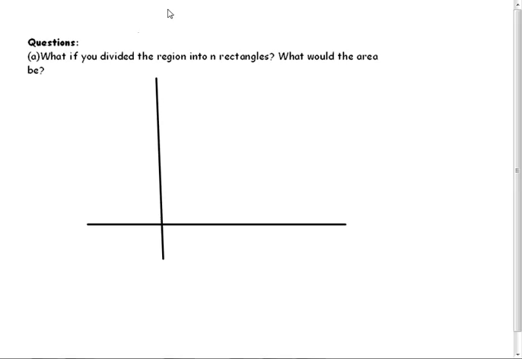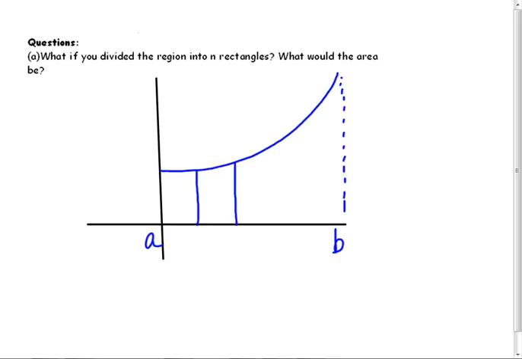So here's my curve. I'm going to exaggerate it so I have plenty of room to write. And I'm going to start and say this is A and this is B. A in my case is equal to 0. And I'm going to divide it into n rectangles. How wide is each base? I want each one to be the same. But how wide is it?